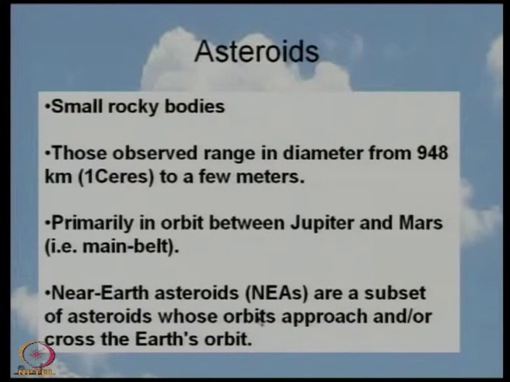So, there is a class called the near Earth asteroids, NEA, and these are asteroids whose orbits approach or cut across the orbit of the Earth. Okay. And these asteroids are relatively closer to the Earth, and they are of particular concern to us because we have to be wary about asteroids colliding with the Earth.